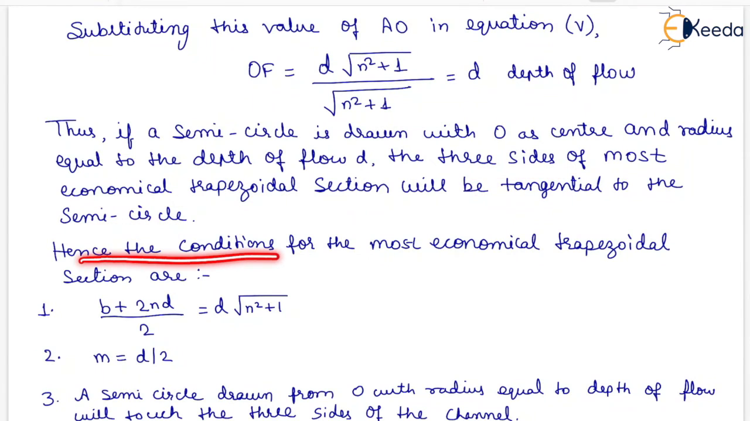Hence, the conditions for the most economical trapezoidal section are: b + 2nd by 2 equals d √(n² + 1), hydraulic mean depth m equals d by 2, and lastly, a semicircle drawn from O with radius equal to the depth of flow will touch the three sides of the channel.